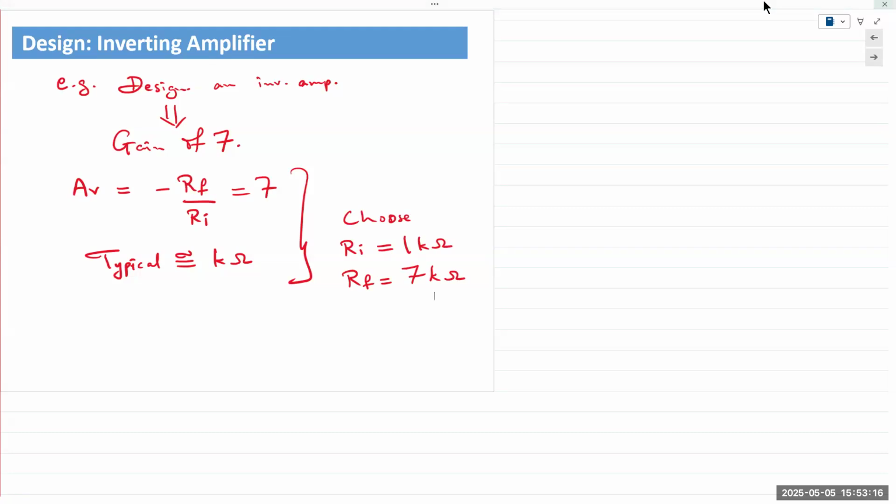Inverting amplifier. So the minus sign refers to it being inverted.